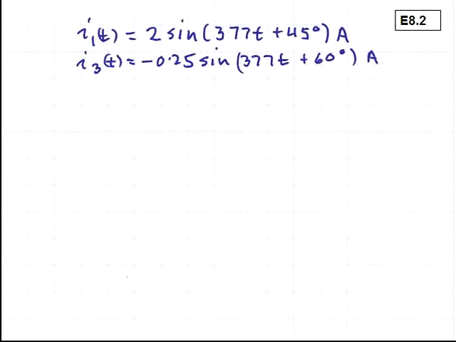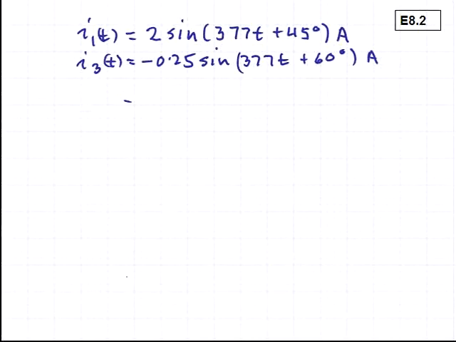Now we have the two currents I1 of t and I3 of t to compare with respect to their phase shifts. Both of these are in the sinusoidal format, and that's fine, but the I3 of t has a negative sign in front of it, and we want both these expressions to be positive. So we'll convert I3 of t to having a positive amplitude, so we'll convert I3 of t to a positive expression by shifting the phase by 180 degrees.